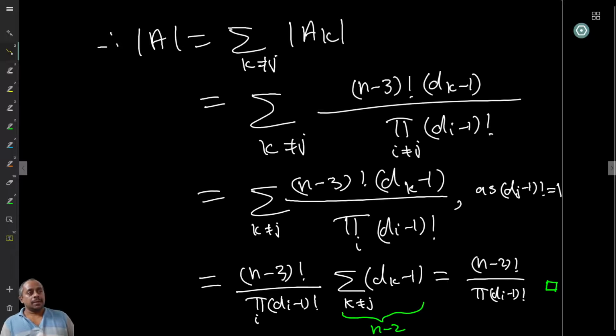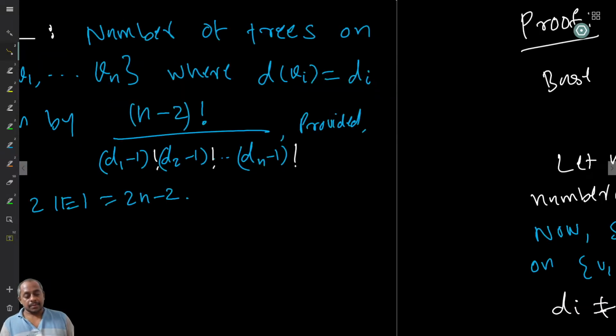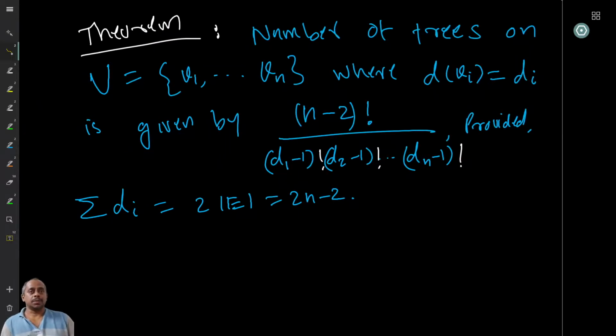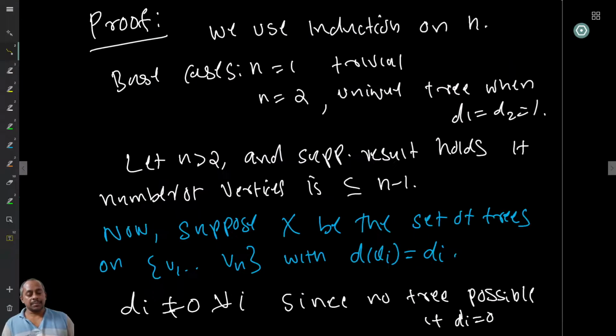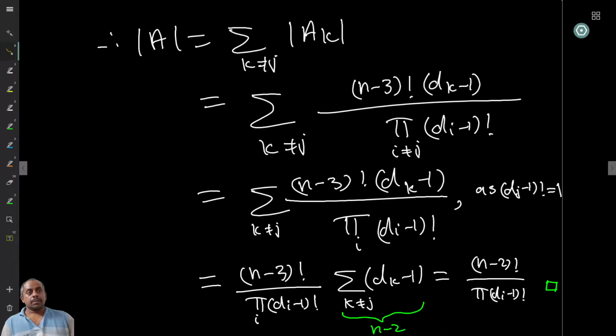So this gives us the induction, and therefore we show that this formula is true by induction. So the number of trees on the vertex set v_1 to v_n, where the degree of v_i is equal to a fixed number d_i, is given by this, provided the summation of degrees is 2n minus 2. The degree sum should be equal to twice the number of edges. Okay, so we have proved that.